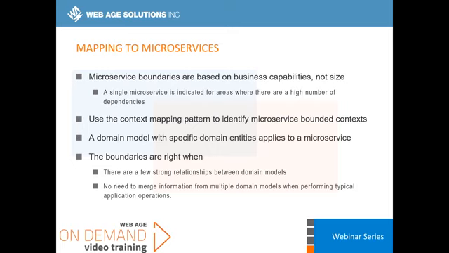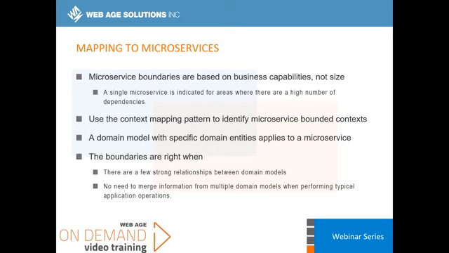We are able to take the DDD context mapping pattern and say we have these 8 or 9 different ways that we can map one bounded context to another. This enables us to identify how our microservice contexts are related to one another. And so if we have a one-to-one mapping between a bounded context and a microservice, then we have a one-to-one mapping between the relationships between those services.